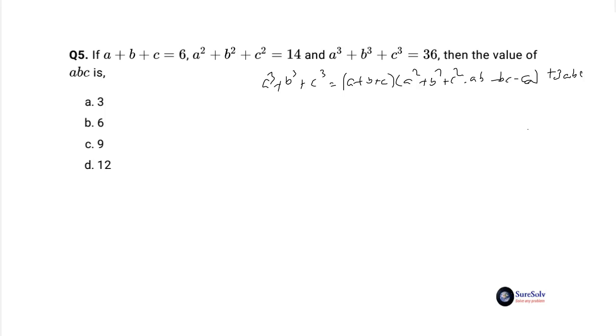This expression has 4 components apart from abc. This is the first one. a plus b plus c is the second. a square plus b square plus c square is the third. And ab plus bc plus ca is the fourth. Disregard the minus sign because it is same for all the terms. We don't know the value of only ab plus bc plus ca. So we'll have to find this value first.